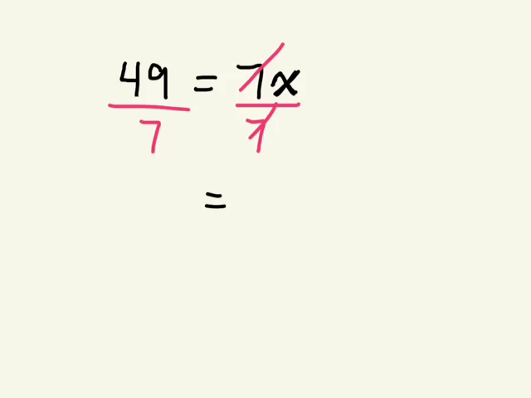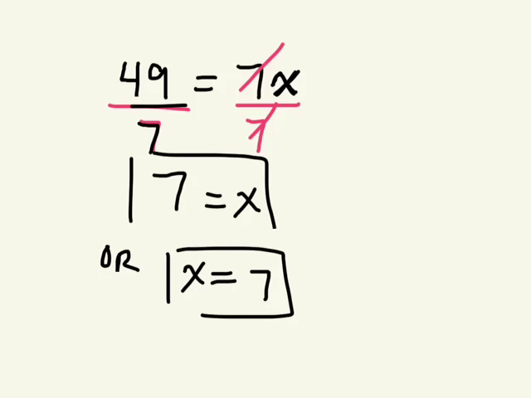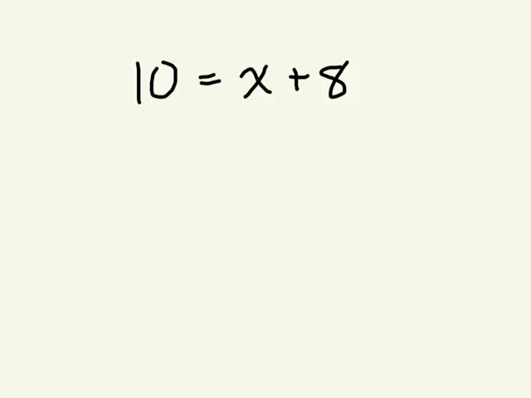So it doesn't matter which side our variable is on, right? I can write 7 equals x, because 49 divided by 7 is 7, or I can write x equals 7. These represent the exact same thing, right? Correct.